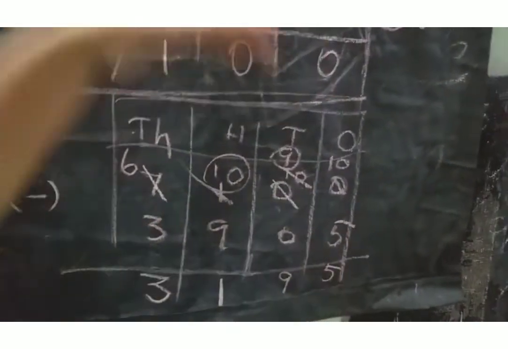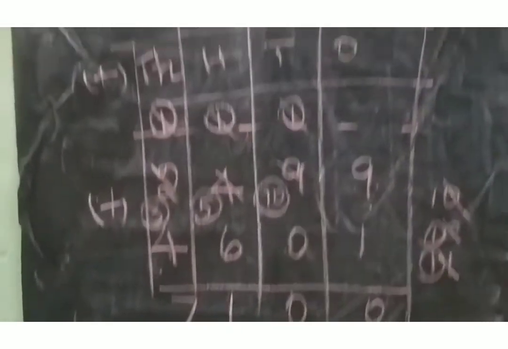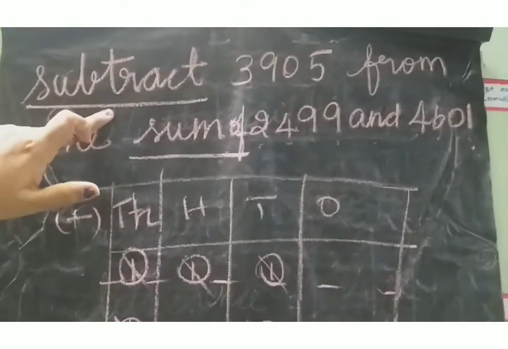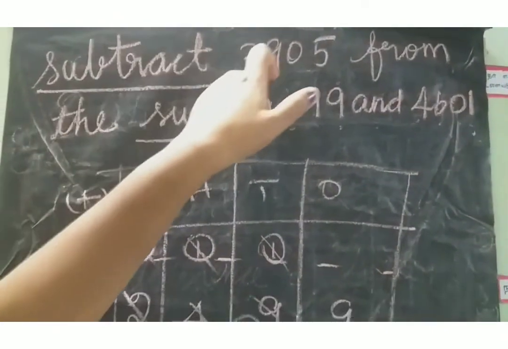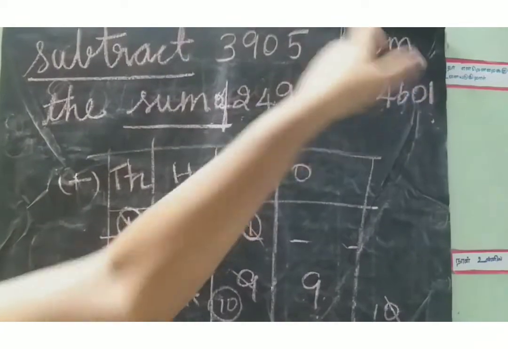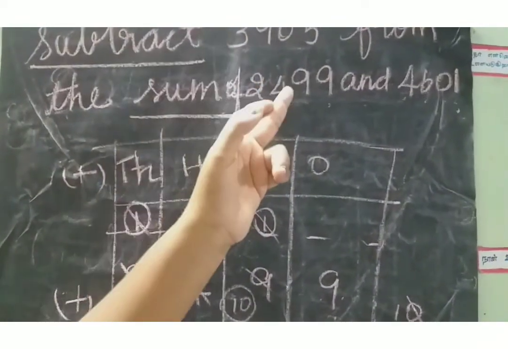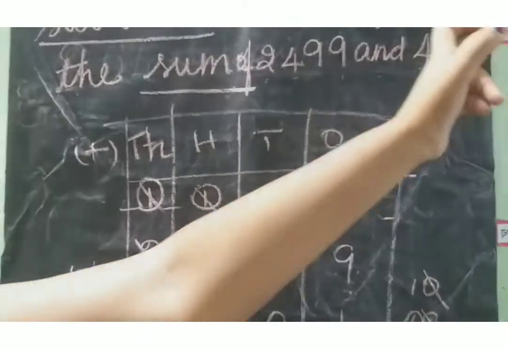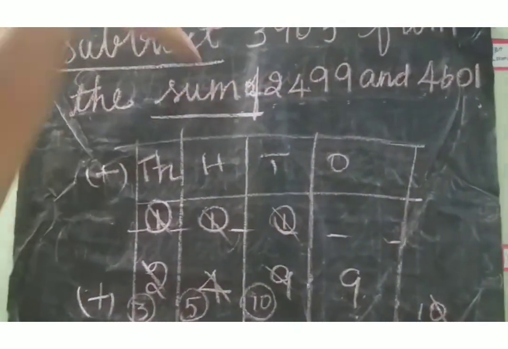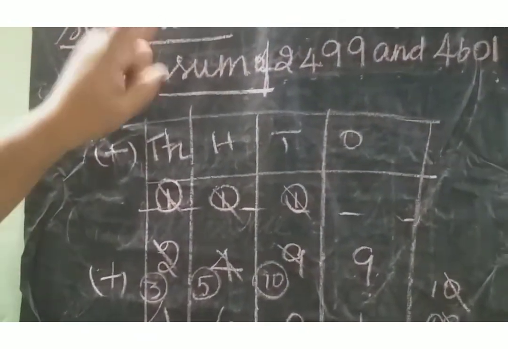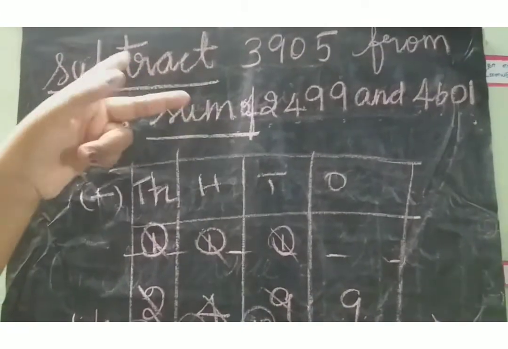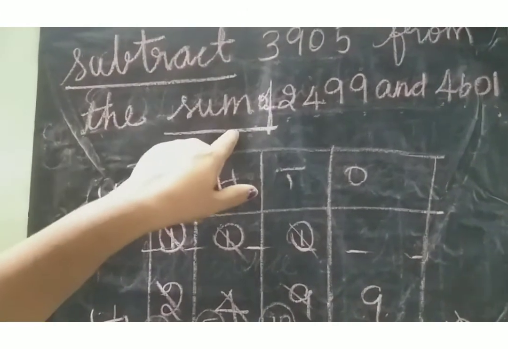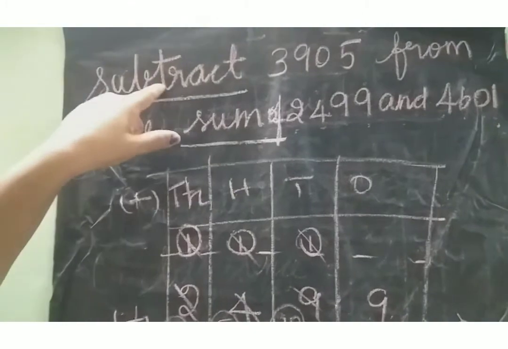3195. This is the sum of this answer. Here again listen. Subtract 3905 from the sum of 2499 and 4601. Here in this one sum, they have the two sums. That is sum of and also subtract. Sum of means addition and subtraction.